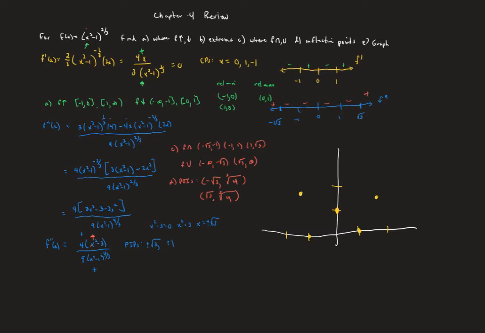To the left of -√3, we are decreasing and concave up. In between -√3 and -1, we are decreasing and concave down. I didn't leave myself very much room there. Then we're going to increase to 0, but still stay concave down. And then we're going to decrease to 1, but still stay concave down. And then we're going to increase to √3 and still stay concave down. And then we're going to increase but go to concave up. It's not the greatest picture in the world, but something like that. All right, let's look at the next screen.